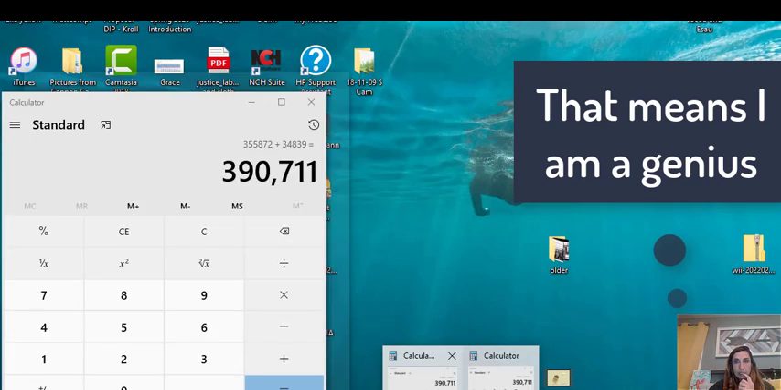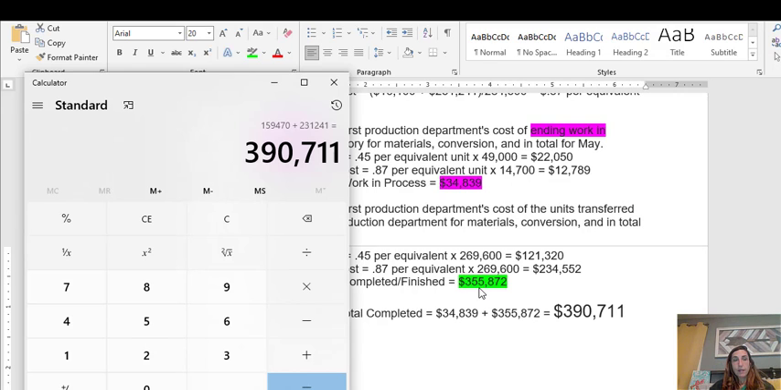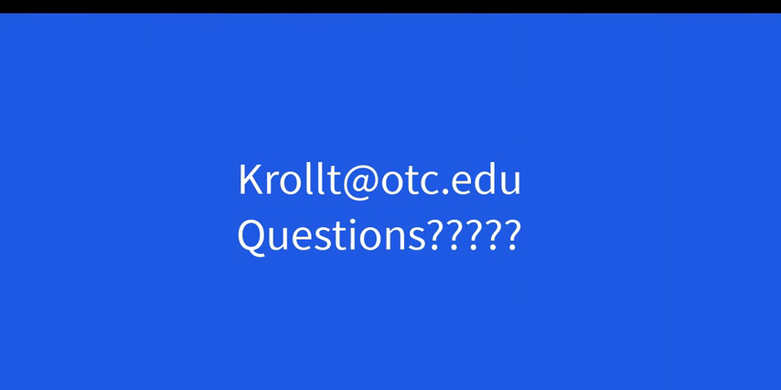So what that means is that I accounted for all of the costs that I started with and added to the process. They ended up either in the WIP account, 34,839 of it did, or in the completed. So I know I didn't lose any of my cost figures anywhere. I allocated it all somewhere. That's called your cost reconciliation, and you will have to do that on a couple of the problems.